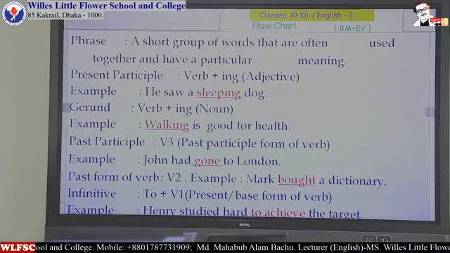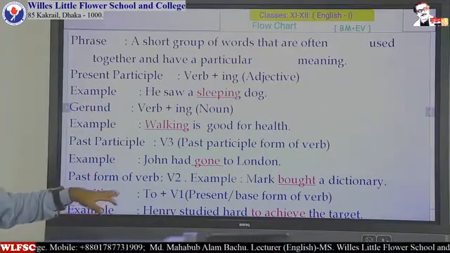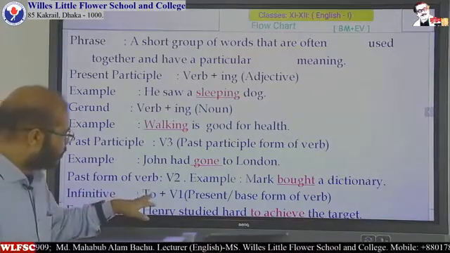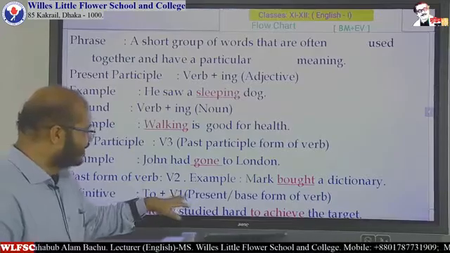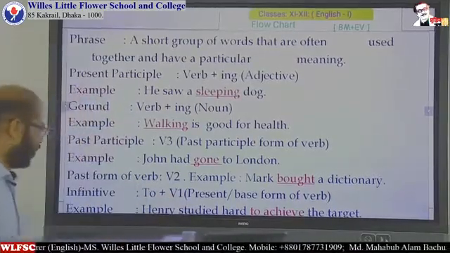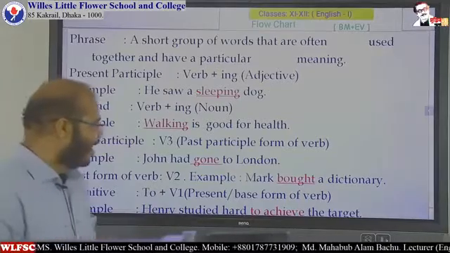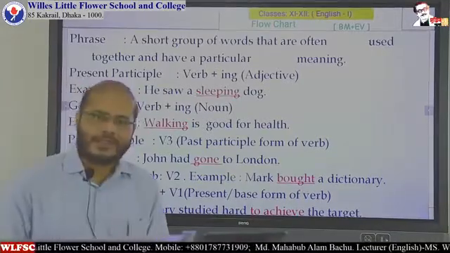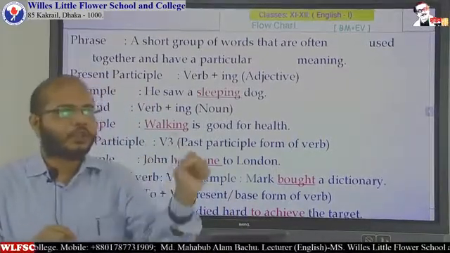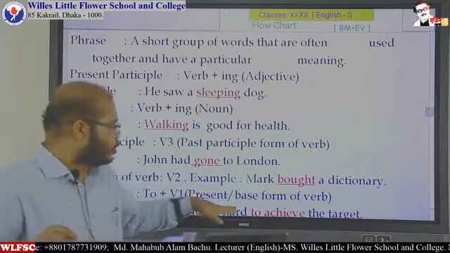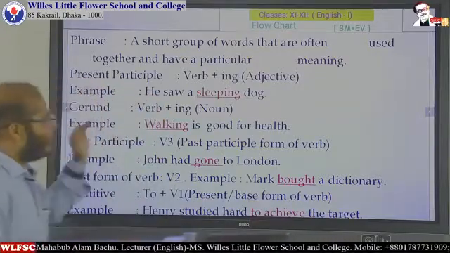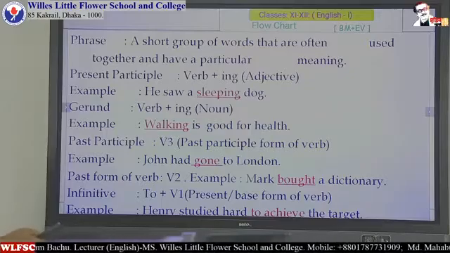And then infinitive. You have to know about the infinitive for writing a flowchart. An infinitive forms with to plus V1. V1 indicates the present or base form of the verb. Example: Henry studied hard to achieve the target. Here, to achieve is to plus V1. So to achieve is an infinitive verb here. So we have got some rules from here.